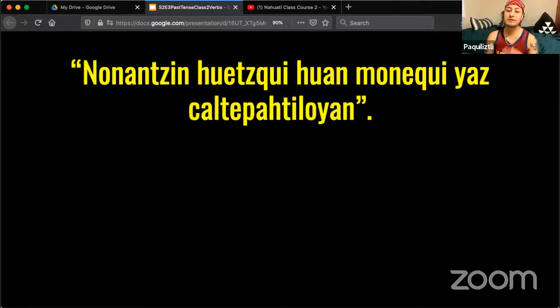Okay, so this word is broken down as pahtia, which means to cure somebody. And tepahtia means to cure someone. And then this part, loyan, is a classical construction, but essentially you'll learn that loyan means a place where things are done. So tepahtiloyan means place where people are cured or healed.